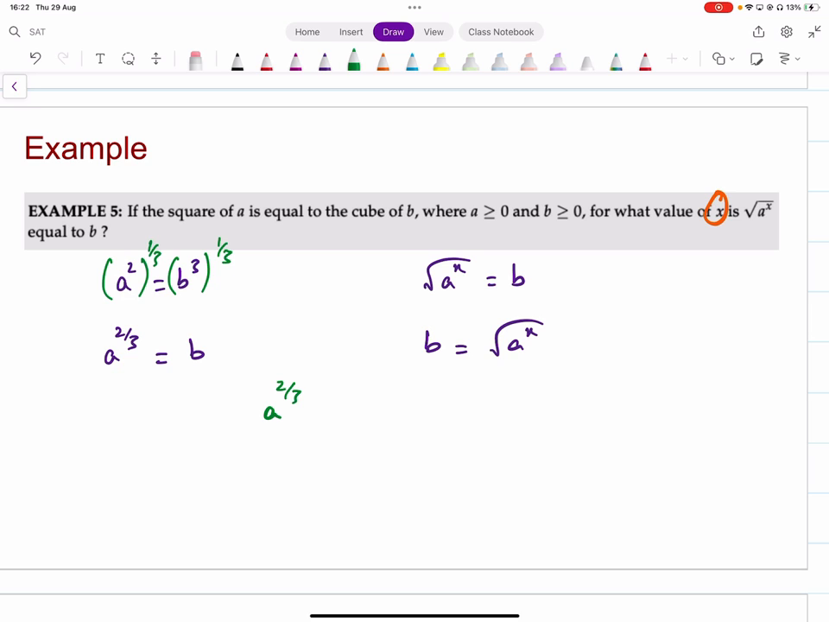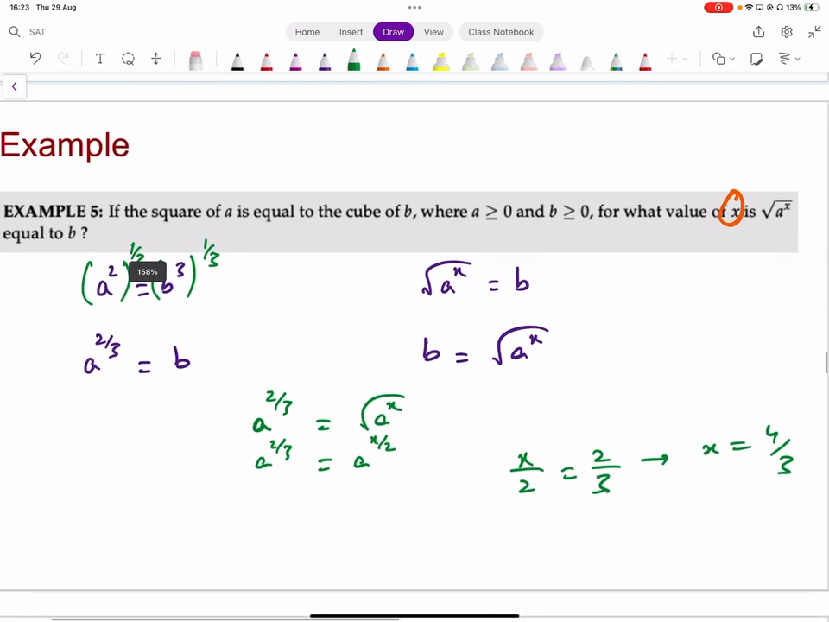A raised to power 2 over 3 equals square root of a raised to power x. Now, what does the right side become? A raised to power x over 2. And this is a raised to power 2 over 3. Can you find the value of x from this? x over 2 equals 2 over 3, and the value of x becomes 4 over 3. That's the value of x that we get.